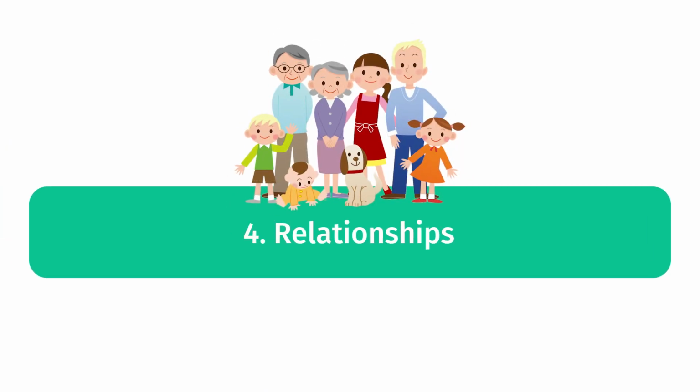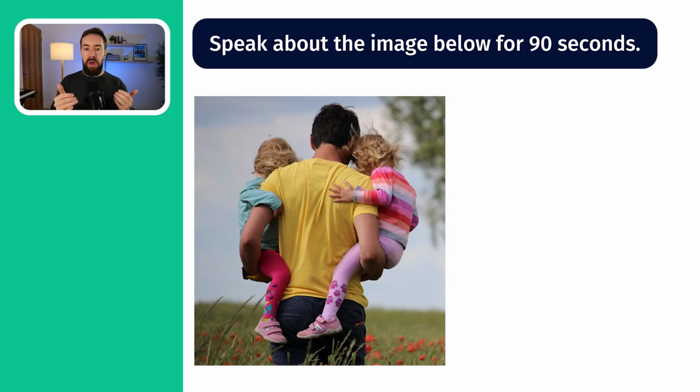The fourth common topic is relationships. And we're going to take a look at a speak about the photo question. In particular, speak about the photo questions will often need you to talk about relationships. Speak about the photo usually shows some people. So it might be like a couple walking along, or as in this one, it looks like a dad and two of his kids. So we can very easily fill some of the time by speculating, that's making a guess, about what the relationship could be between the people in the photo.